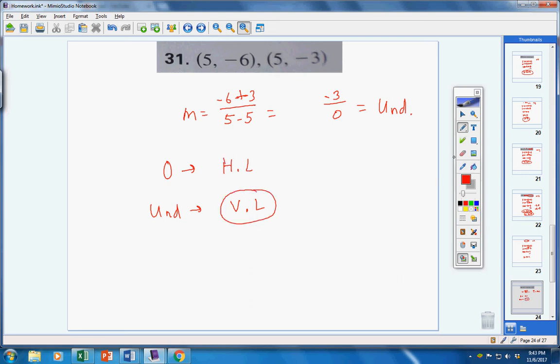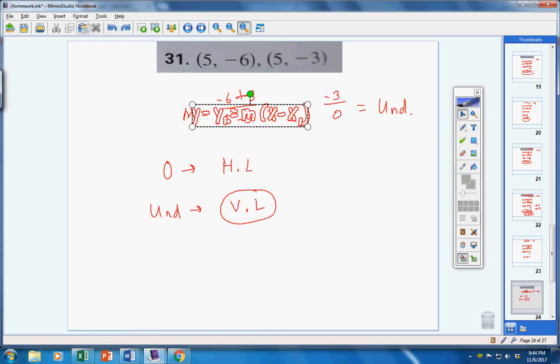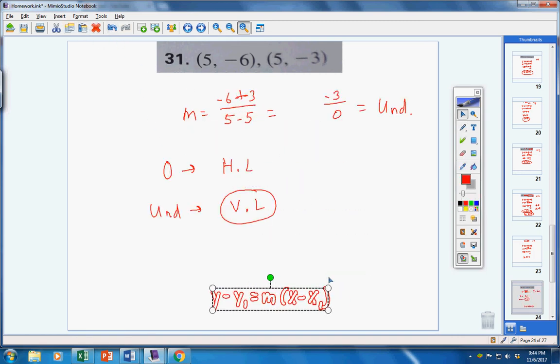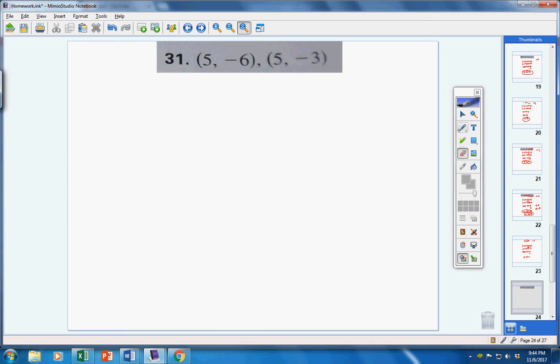So maybe it would help us if we just quickly graph the line. We can't use this formula here, because to use this formula here, you have to have the what? Slope. And there is no slope. It's undefined. So, let's graph this real quick. One point is 5, negative 6.